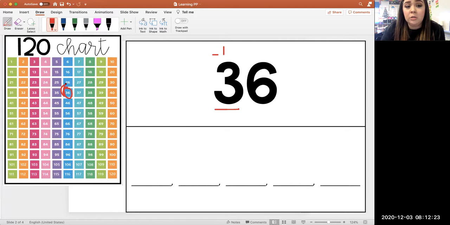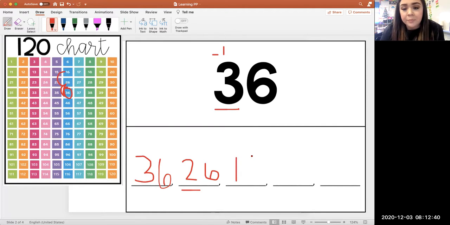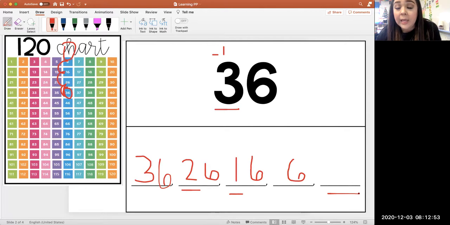When I jumped, I got 26. So 36 is my beginning. I took a 10 away, 26. Now let's take a 10 away from the 2. 2 minus 1 would be, don't say 10, it's 16. And then if I took this 10 away, because I'm going backwards, it would be 6. And then I have no other numbers here, so this is just left blank. Okay. 36, 26, 16, 6. I just counted backwards by tens from 36. Let's do it again.